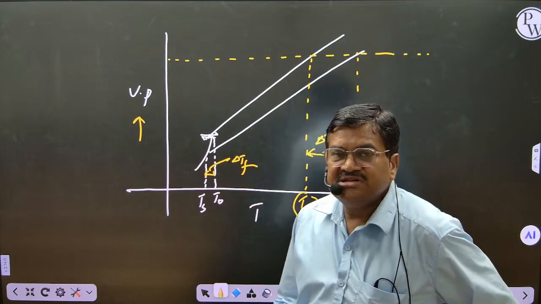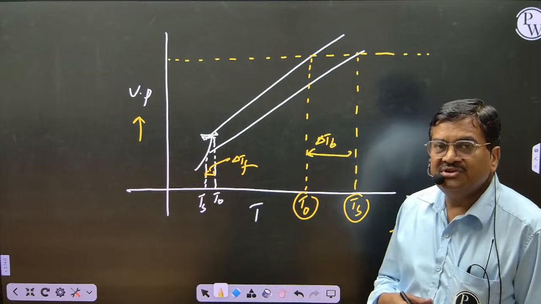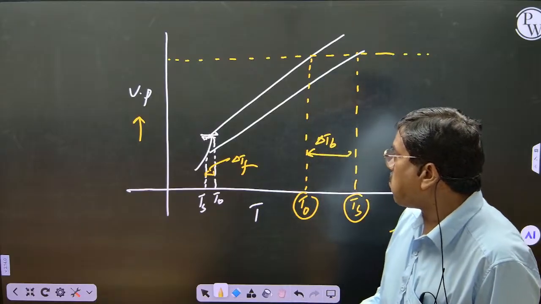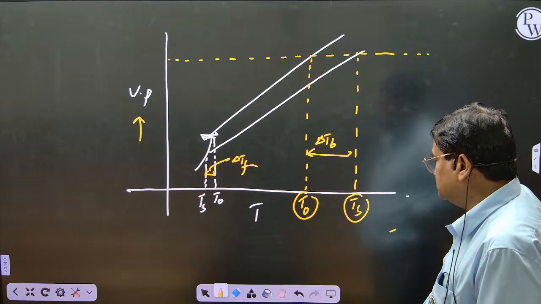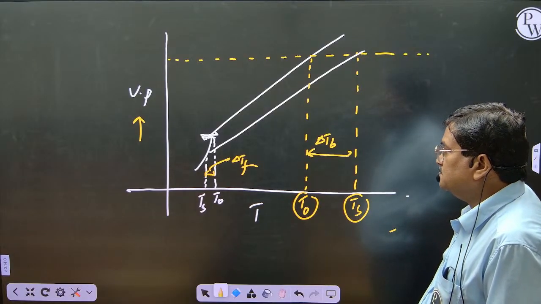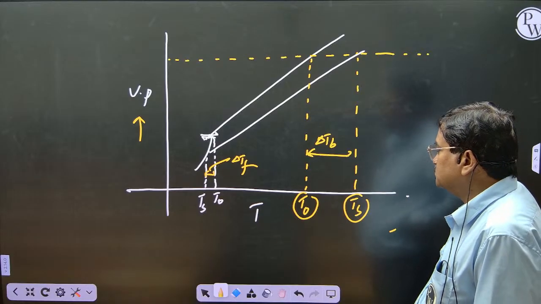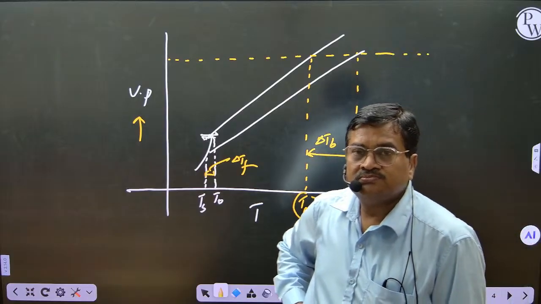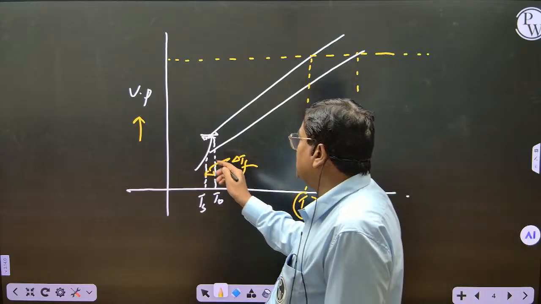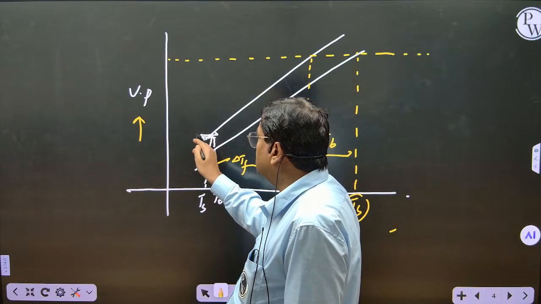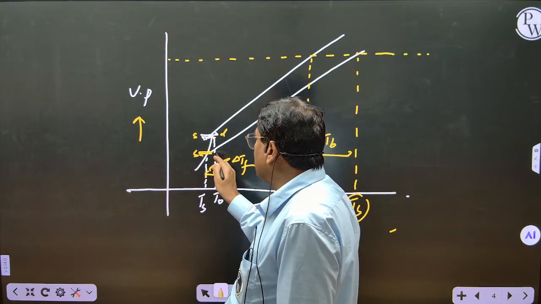So this is depression in freezing point. Yesterday we wrote a relation. Now, adding solute to solvent, the freezing point of solution gets lowered. This is the point where solid and liquid exist in equilibrium for solvent. At this point, solid and liquid exist in equilibrium for solution.